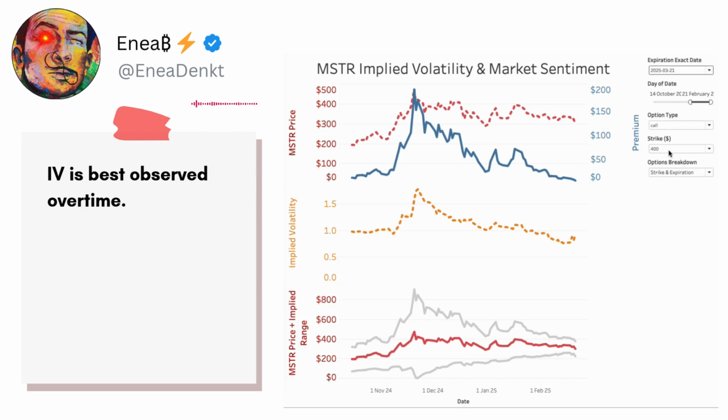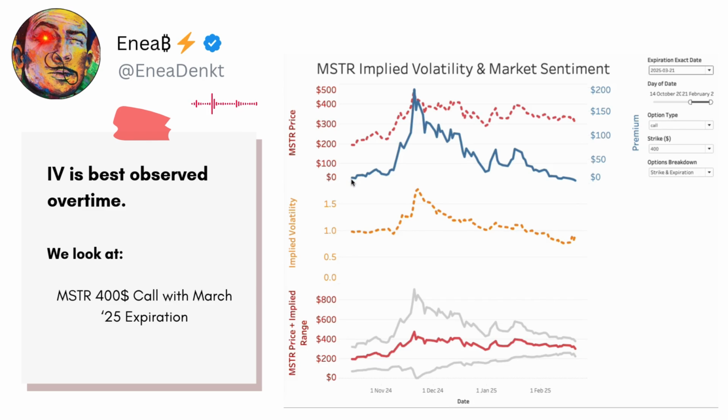Here we're looking at a $400 call with expiration in March, on the 21st of March. And we can observe the price of MSTR, how it rallied during Q4 and then stayed at higher levels and then started dropping. During the same time, the premium increased sharply, as we see. And this sharp increase was actually reflected in the implied volatility.